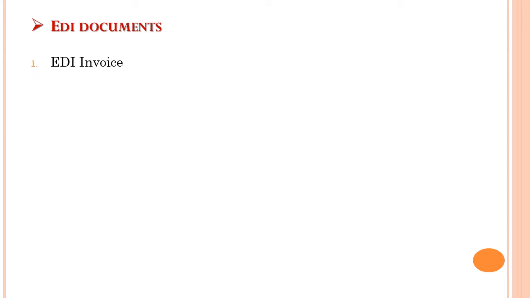First is EDI invoice. An invoice notifies a customer that their order is complete and that you are ready to bill them. An EDI invoice can include information about products and services, vendors, the payment terms and shipping information. Companies often send this EDI document at the same time as shipping the customer's product.